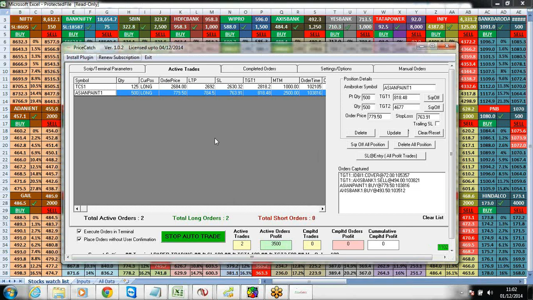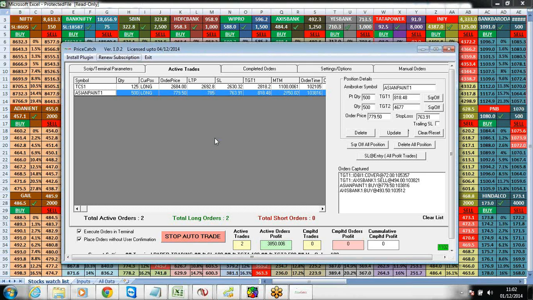You should understand two things. There is one part: you have a system which generates the calls, and once a system generates the calls for you, you will have to place the orders manually. Or there is another way of placing the orders, that is through price catch, which will automatically place the orders for you, in case you link that system to your price catch. So that is what, now you got it, I think.